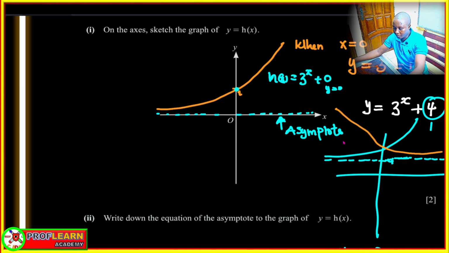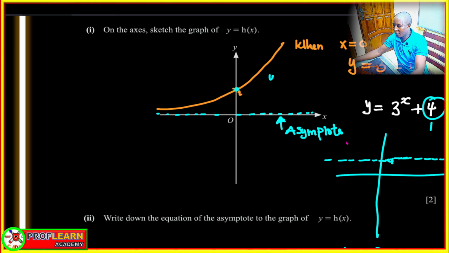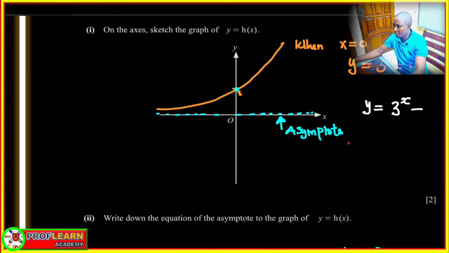So okay, what about if this graph was, let me see, if the question was -5, how will the graph look like?